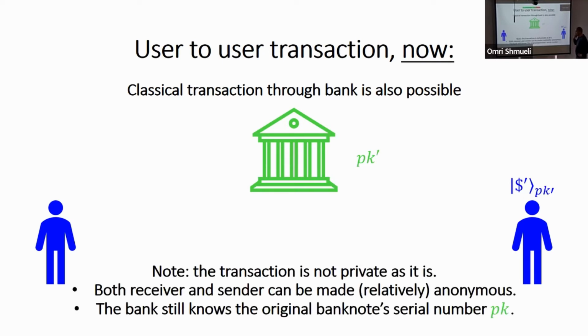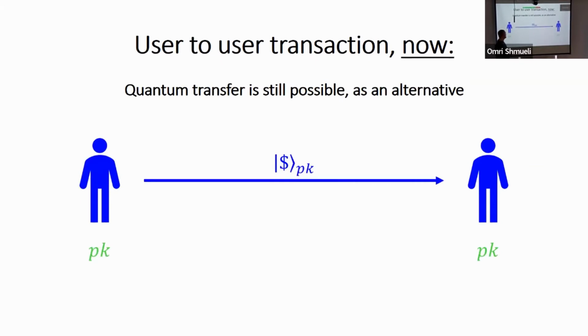So a few words on this. This last option is not entirely private, and we can make the identities of the parties, the sender and the receiver of this transaction, anonymous by relatively simple tricks. The main caveat here is that the bank always still knows the original serial number, this public key, and knows that this specific banknote moved from here to there, which is information. And this is why we still have the previous direct quantum option.